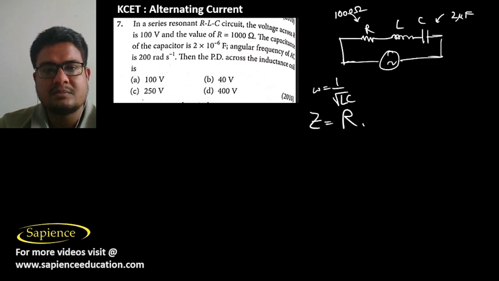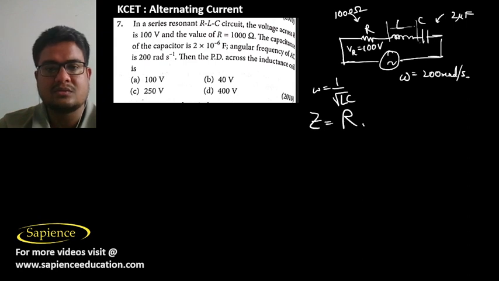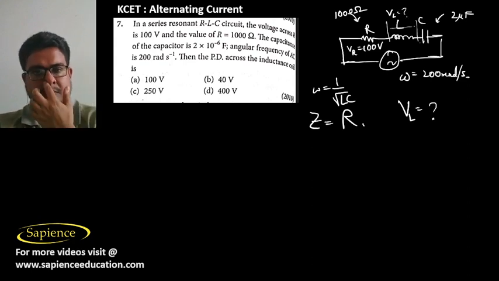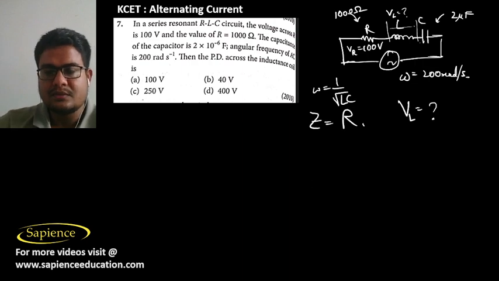So the voltage across R, VR, is 100 volt. The angular frequency of the AC is 200 radian per second. We have to find the potential difference across the inductance coil. This we have to find, VL. The voltage across R is 100 volt.